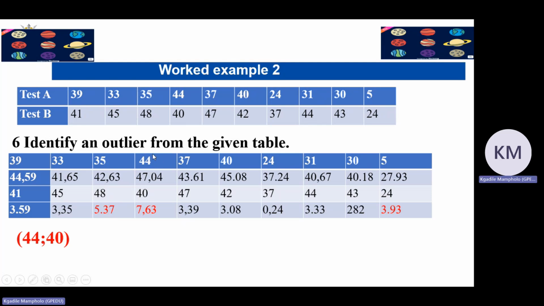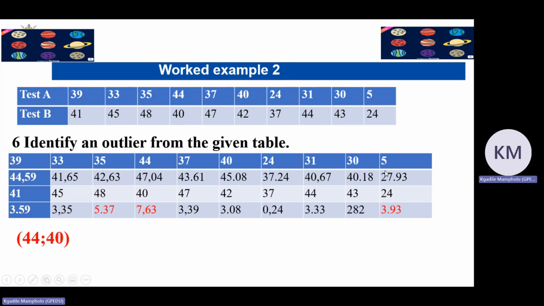When we substitute 44 in the equation of the least squares regression line, then you get 47,04. It means 47,04 is the estimated mark of test B if the mark of test A is 44. The difference is 7,63. So you go to the other one.